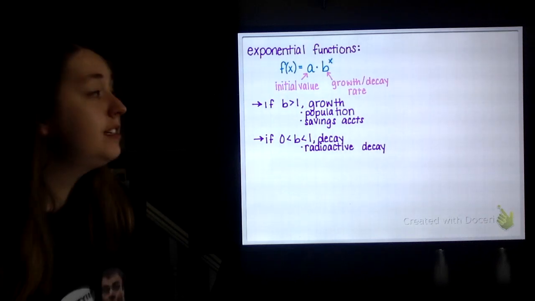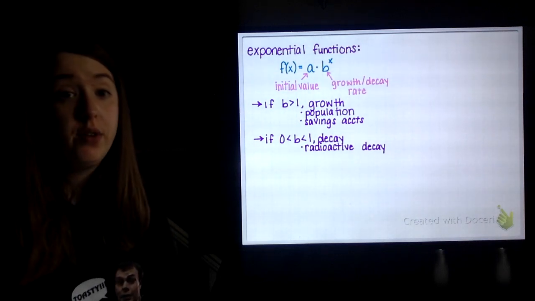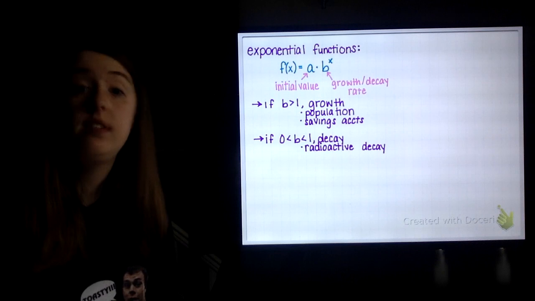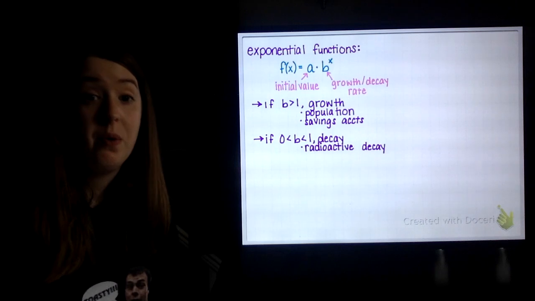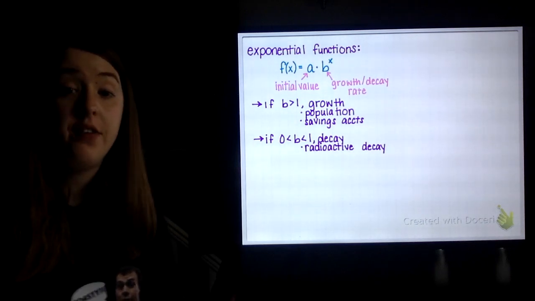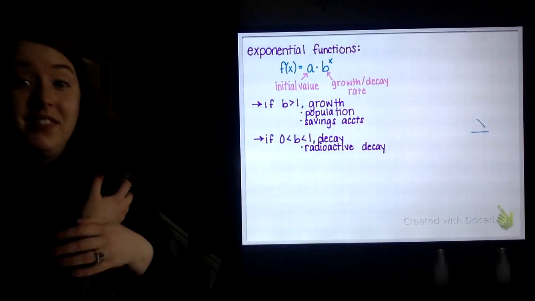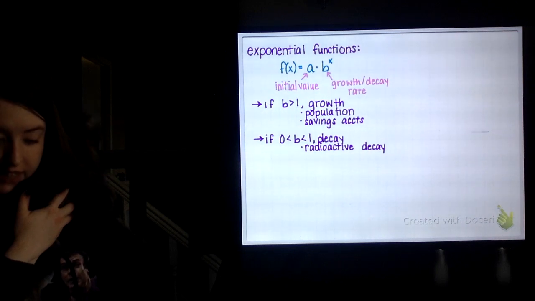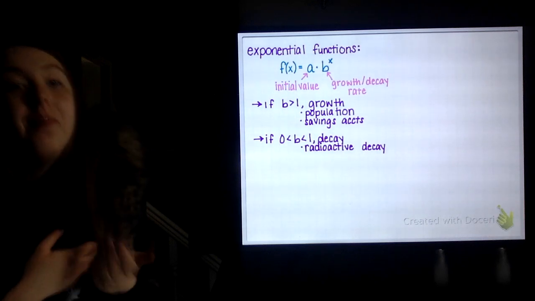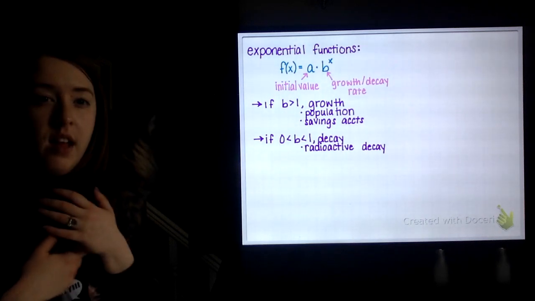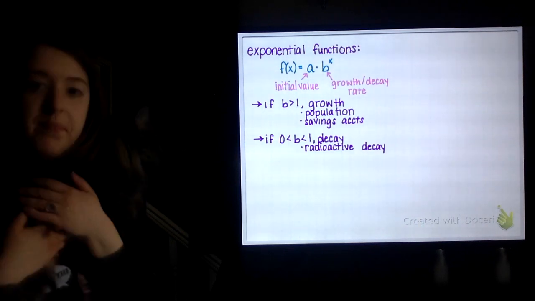If the base is bigger than 1, that means it's exponential growth. Exponential growth could be population, savings accounts, or how a virus spreads. If your base is between 0 and 1, oh hello peanut, then it is exponential decay. Exponential decay occurs in radioactive decay, like radioactive substances, things like that.